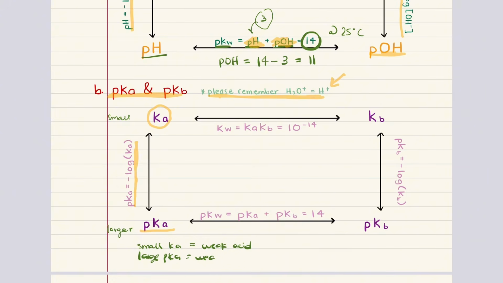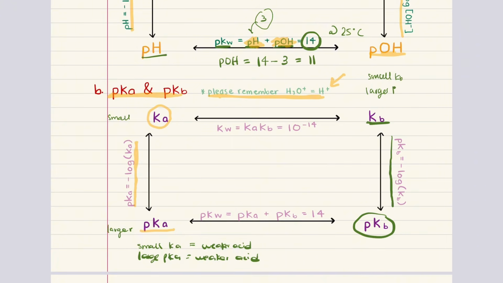For a weak base, the base dissociation constant, Kb, measures how much the base accepts protons or produces hydroxide at equilibrium. We can define pKb as the negative log of Kb. So, smaller Kb or larger pKb means a weaker base.